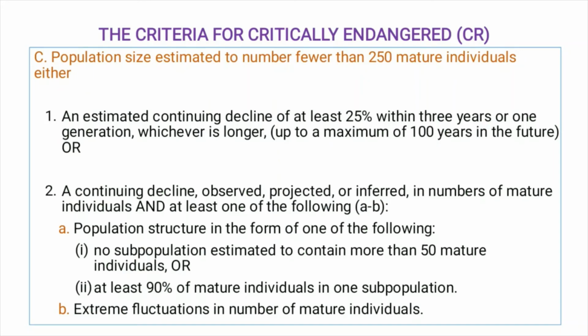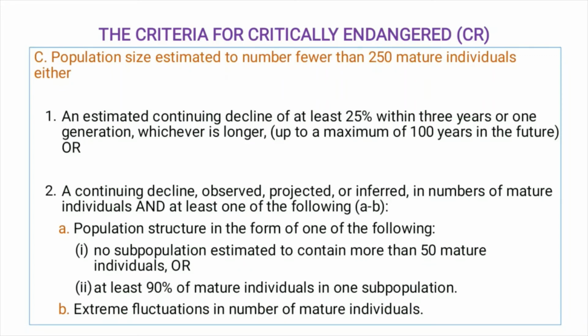Or if we are talking about future estimates, then we can project it at a maximum of 100 years. If there is a 25% reduction in population size along with the number calculated at 250 mature individuals in that population, then it can be declared as a critically endangered species.